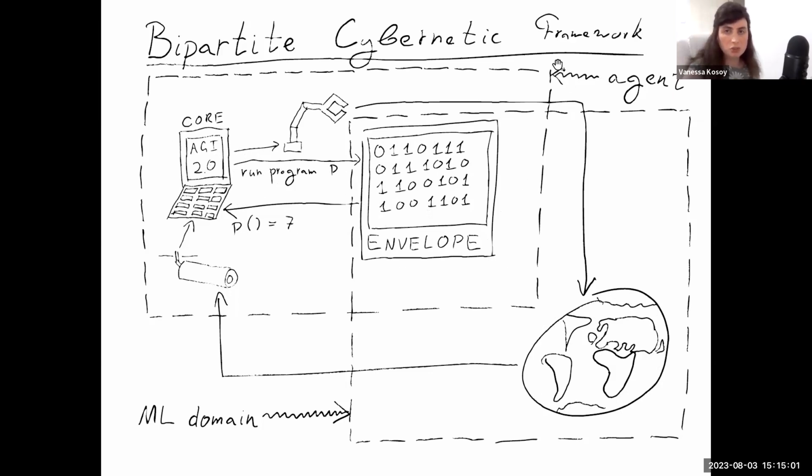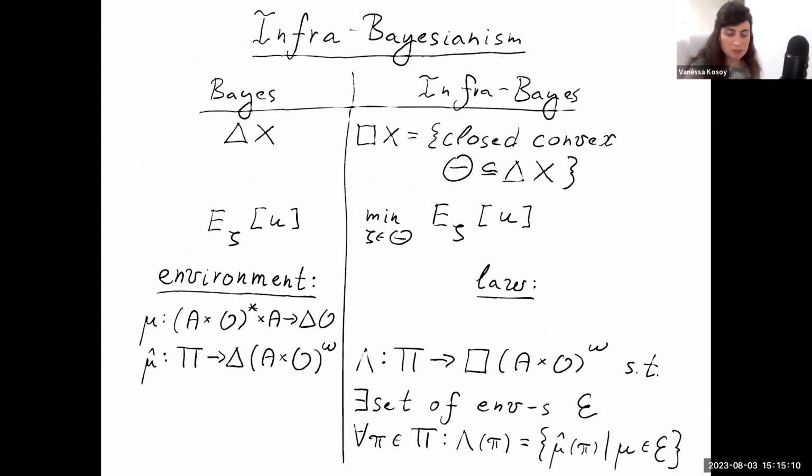So we need to use some framework that accounts for non-realizability. For example, infrabayesianism. I'm going to do a super quick recap of what infrabayesianism is.